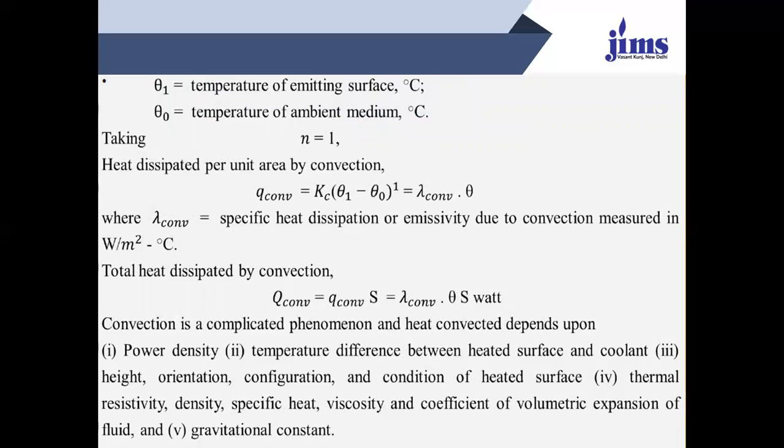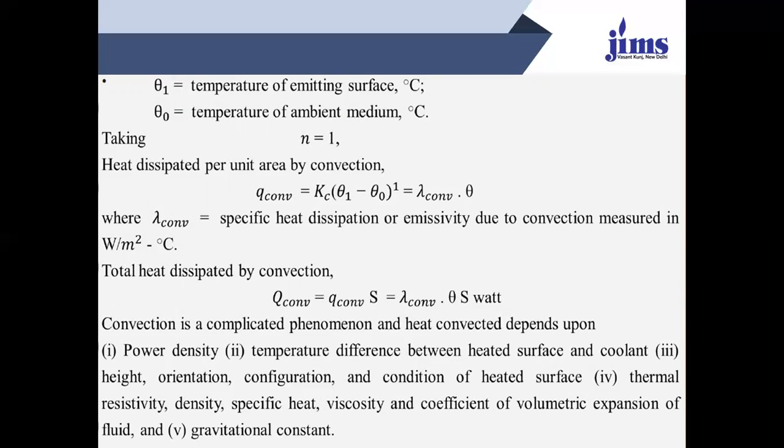Taking n equal to 1, the heat dissipated per unit area by convection, q convection, equals Kc times (theta 1 minus theta naught) to the power 1. So it is lambda convection into theta, where lambda convection is the specific heat dissipation or emissivity due to convection, measured in watt per meter square degree Celsius. Total heat dissipated by convection is Q convection equal to q convection into S, equal to lambda convection into theta into S in watts.